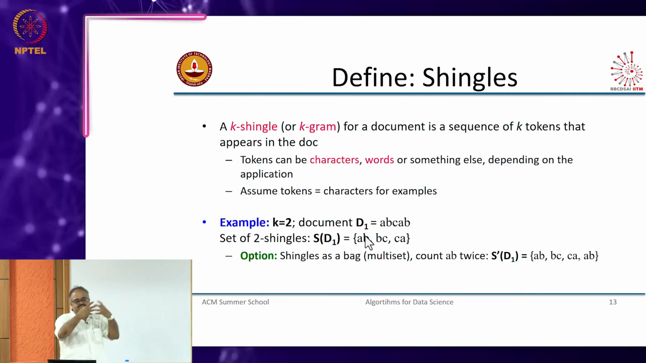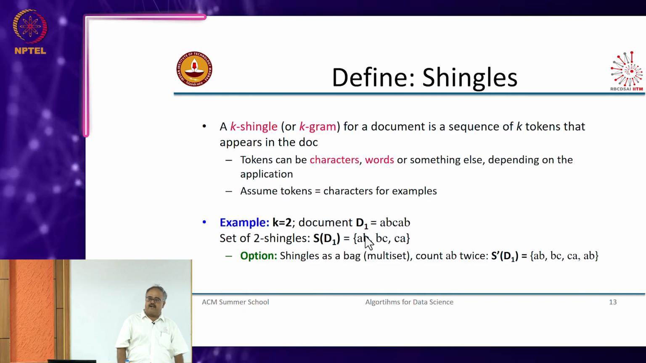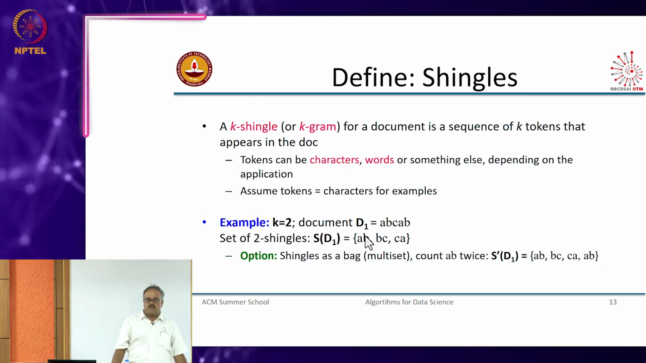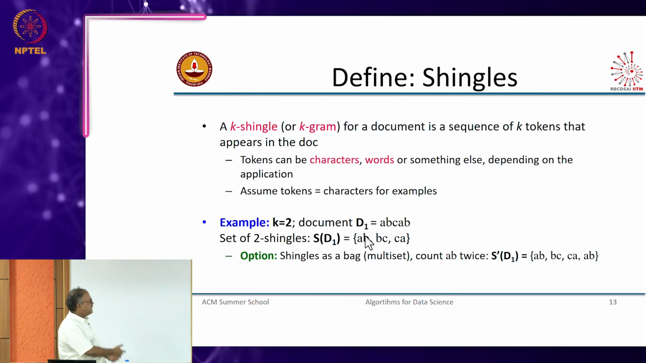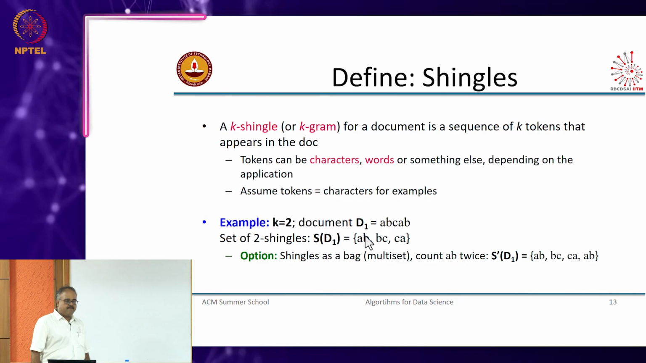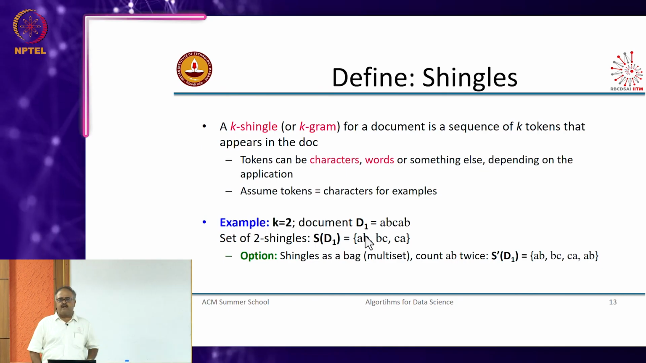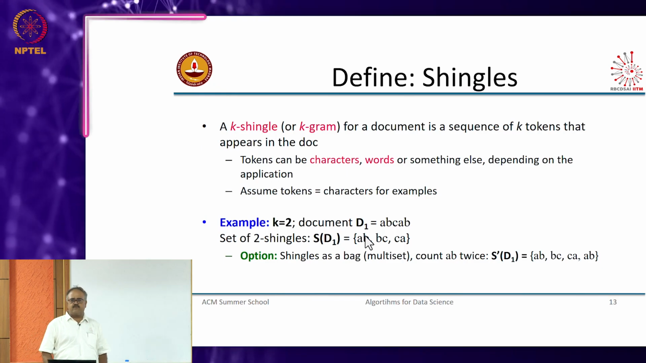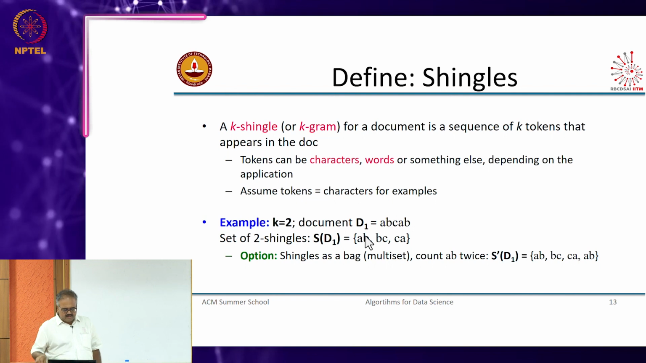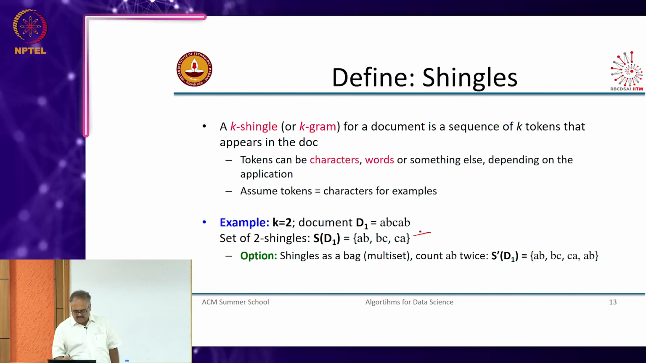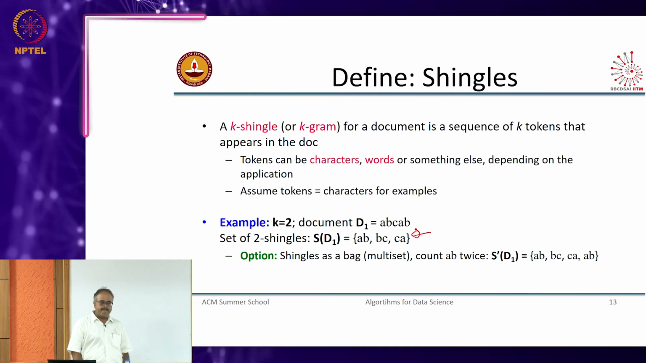Of course, there's nothing written in stone. You can come up with an algorithm where you treat the shingles as an actual bag, as opposed to a set. If it's a set, then I won't repeat AB. If it is a bag, then I will repeat AB twice. This has different implications for how I count similarity and so on and so forth. But for the time being, let's just assume that we stick with this. So it's a set.